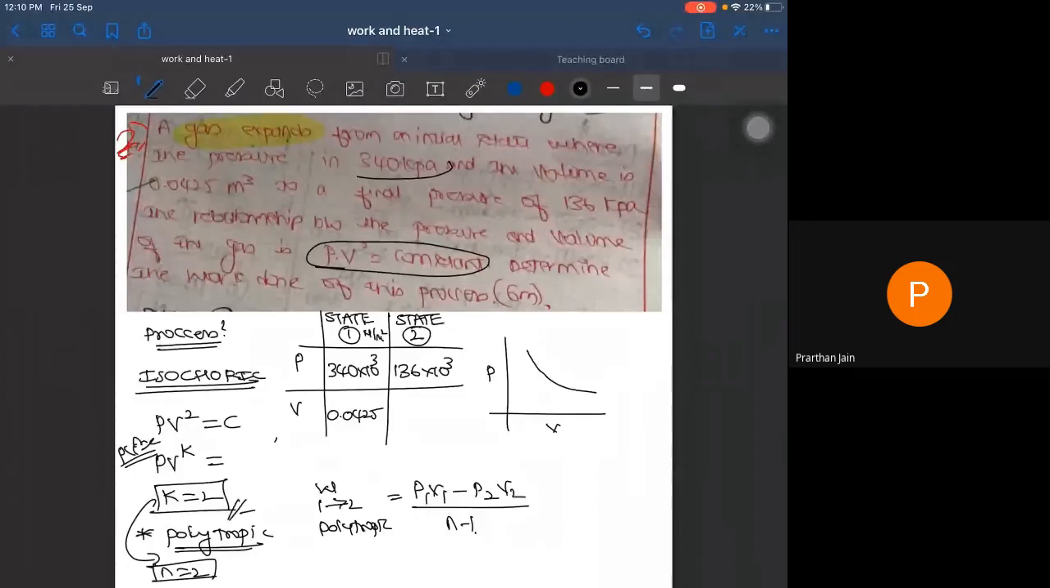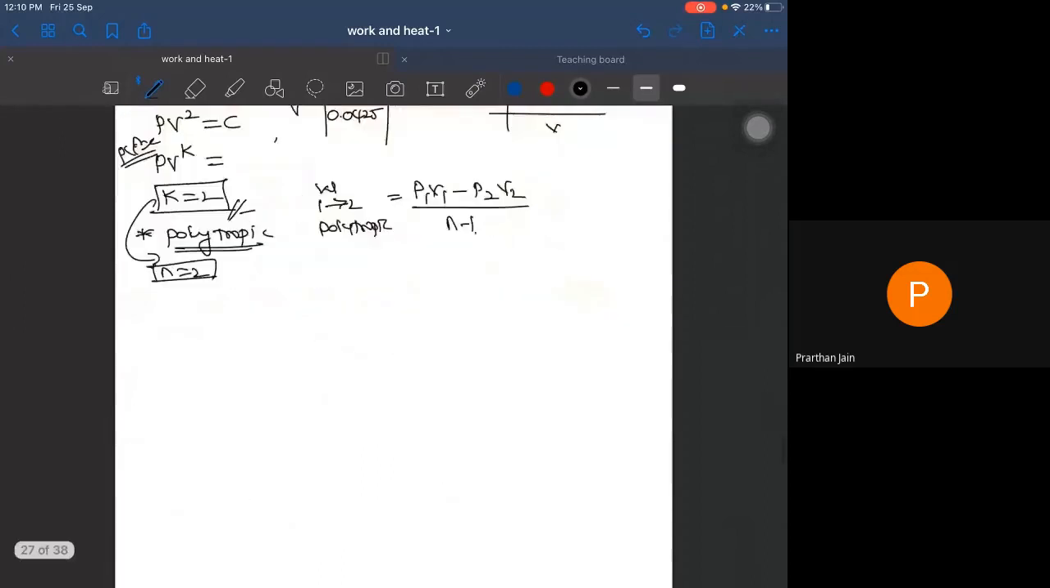I can just write it here directly. PV to the power of N is equals to constant. He has given PV square is equals to constant. Therefore, N is equal to 2. Okay. Now, carefully observe this. If the gas expands, whether the pressure would increase or decrease.